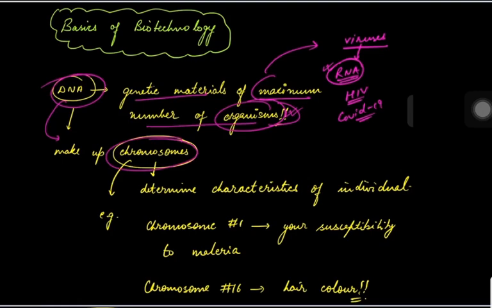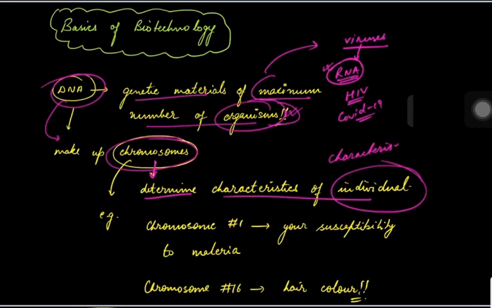So a chromosome is the DNA in the form of a clustered material. And this chromosome determines the characteristics of the individual. All the physical and mental characteristics are derived from the chromosomes contained in an organism. For example, chromosome number 1 in humans is related to your susceptibility to malaria. It is your chromosome number 1 that determines whether you will be suffering from malaria in the near future or not, and some other kinds of diseases are also present on different chromosomes.